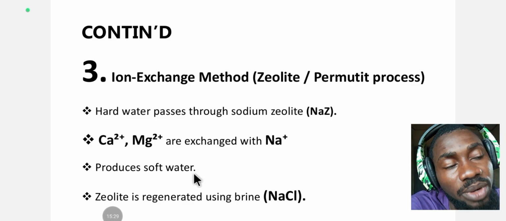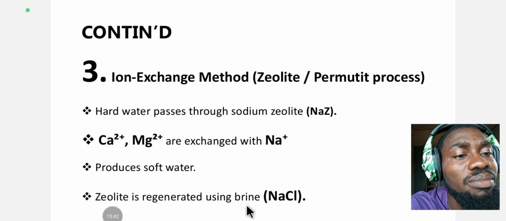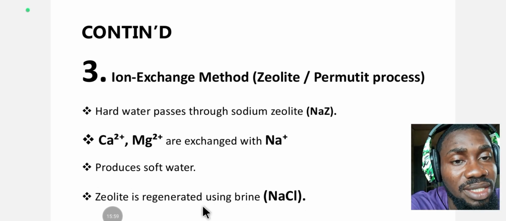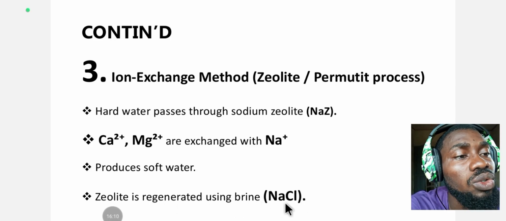Okay, the ion is no longer present. It has been exchanged with sodium ion. So zeolite is regenerated using brine, which is molten sodium chloride. Take note of this last statement. Zeolite is regenerated using brine. Brine is what? Molten sodium chloride. Okay, molten sodium chloride. That's brine.